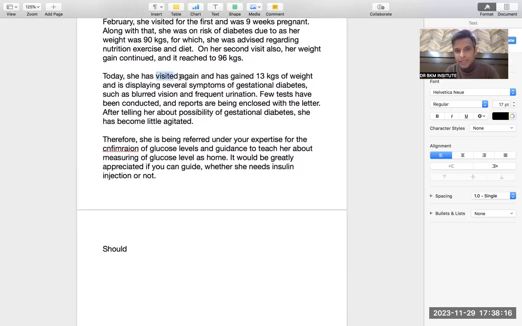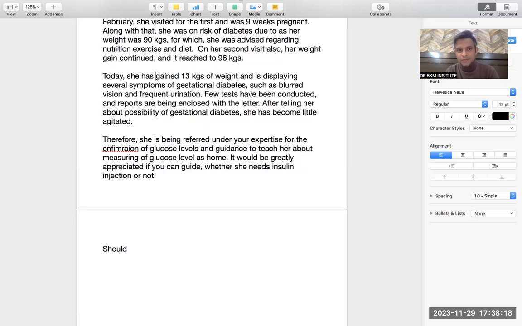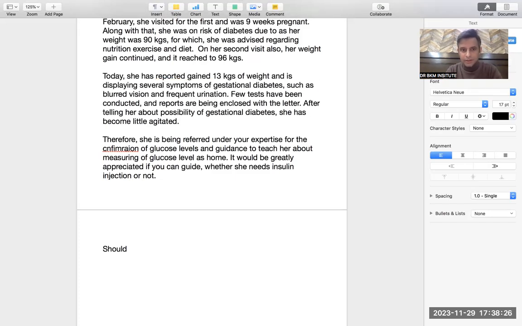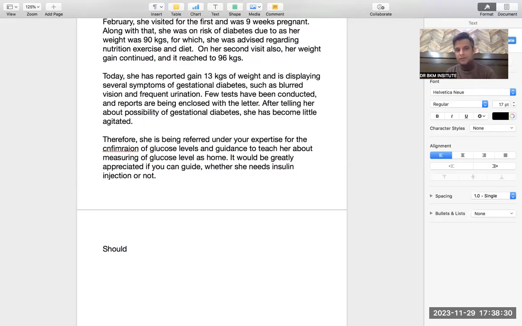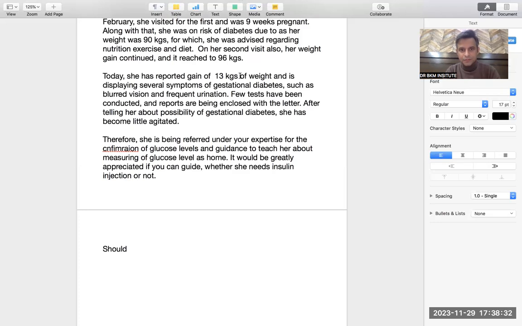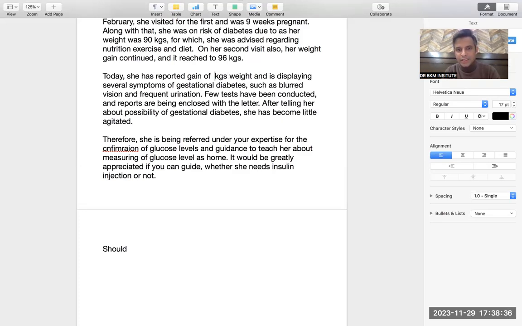If you want to say further lines, further words, today she has gained 13 kgs of weight, or you can say today she has reported gain of 13 kgs weight. That is how you can save your word count, but that makes your English complex. Again, OET does not need complex language. So if your English is average, don't overdo it.